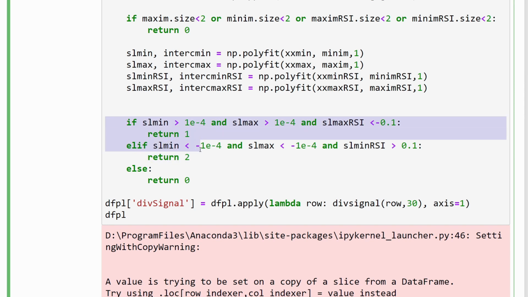If we don't have any of these two cases, we're simply returning a signal which is equal to 0, meaning we don't have any divergence. We don't detect anything special at the current candle position. And I'm adding this column to my data frame called divergence signal using the divergence signal function. I'm taking 30 back candles. I'm just looking at 30 candles before the candle of interest for the moment.